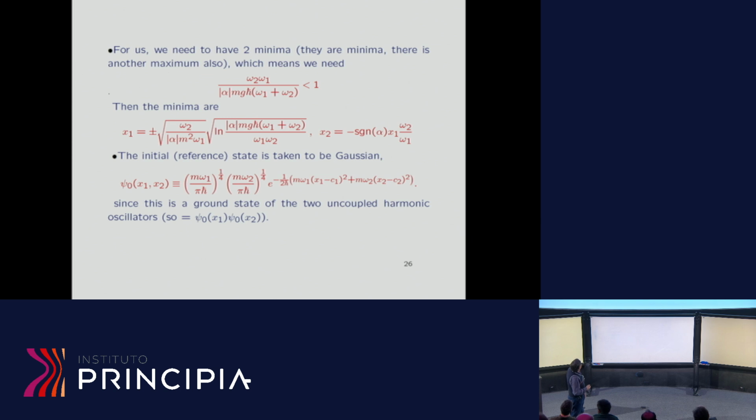Anyway, in order to have a system with two minima, we have to have some condition on the parameters. And then we start with a reference state, so at time t equal to 0, a reference state that is Gaussian, for the uncoupled harmonic oscillators. But then the coupling will of course modify this function.